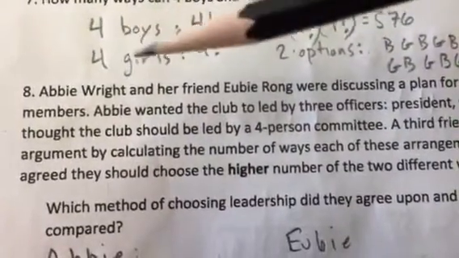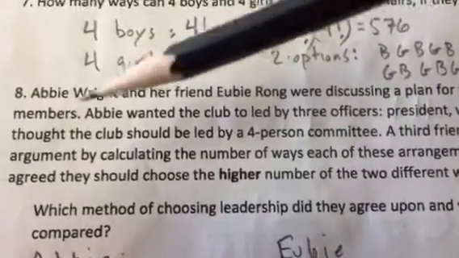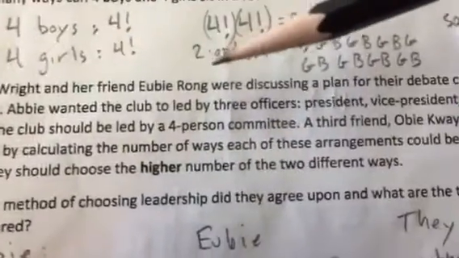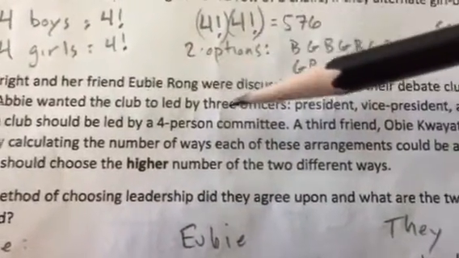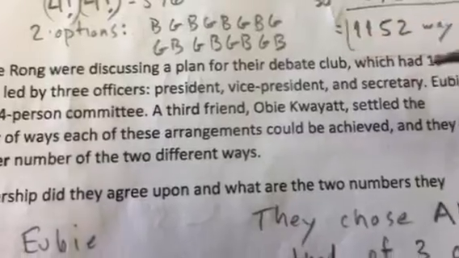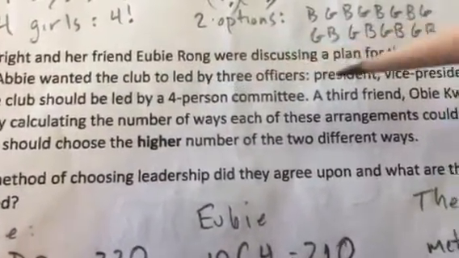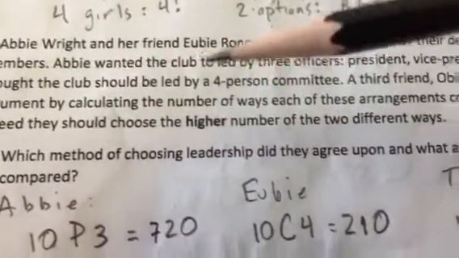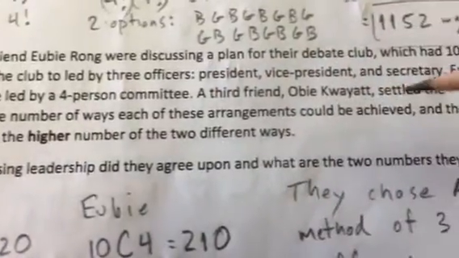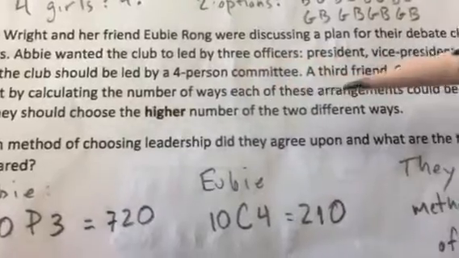And finally, a problem about 2 people arguing about how to arrange their debate club. How appropriate. Abby and Yubi are discussing a plan. Abby wants to have the club led by 3 officers: president, vice president, and secretary, but Yubi thought the club should be led by a 4-person committee. And a third friend of theirs, Obi Quiet, settled the argument by calculating the number of ways each of these arrangements could be achieved, and they all agreed that they should choose the higher number of the 2 different ways.